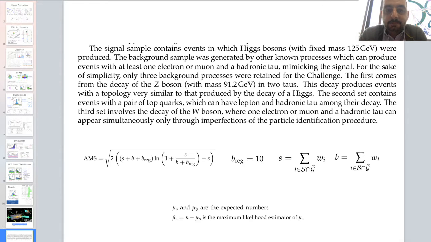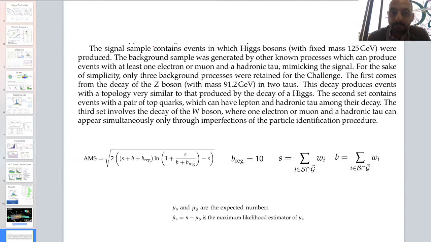For the sake of simplicity, we only consider 3 background processes. The first comes from the decay of the Z boson into 2 taus. That's the irreducible background we talked about. This produces events with a topology very similar to those produced by the Higgs decay, as we described. The second contains a pair of top quarks which have lepton and hadronic tau among their decay products. So the top quarks can go to W's, and the W's can decay into leptons. Those leptons could be an electron or muon, and the other a tau, for example.